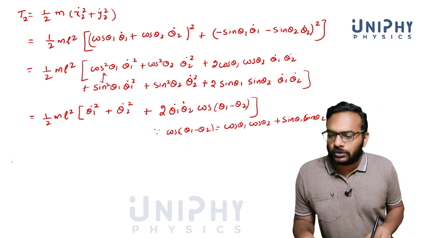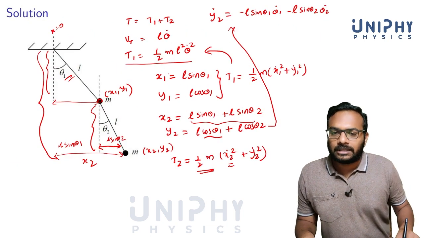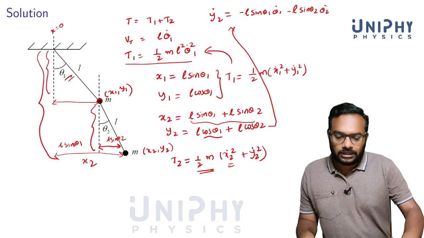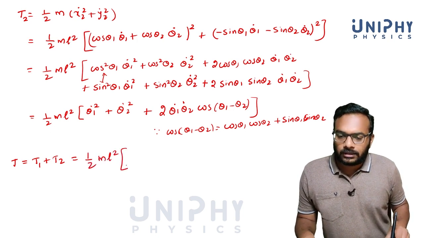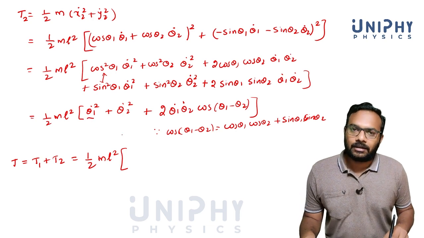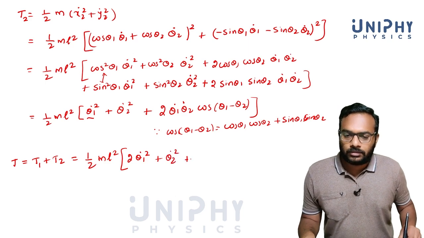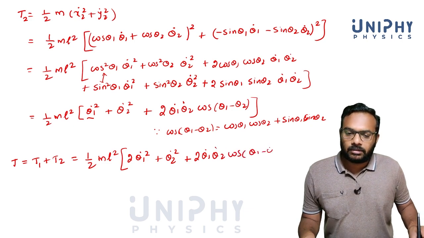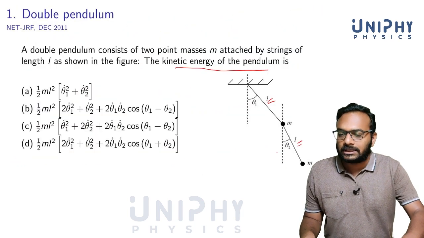Okay, so this is T2, right, and we need to find T, the total kinetic energy, that's equal to T1 plus T2. So T1 we can take from here, it's half ml square theta 1 dot square. So that's equal to half ml square over there. There's a theta 1 dot square, we can combine it with this theta 1 dot square, so it becomes 2 theta 1 dot square plus theta 2 dot square plus 2 theta 1 dot theta 2 dot cos (theta 1 minus theta 2). Okay, that's the answer for the total kinetic energy. I think we have it in our options.